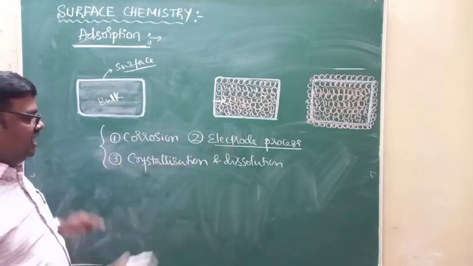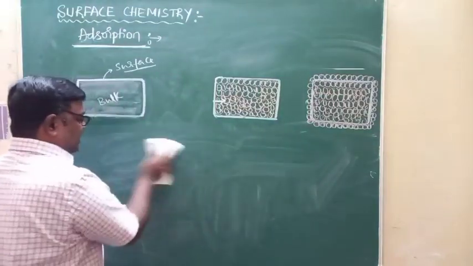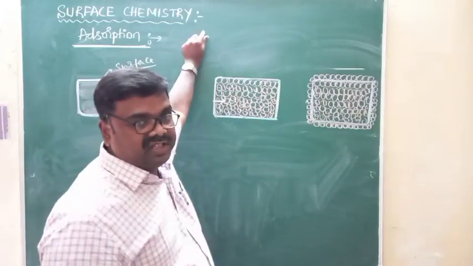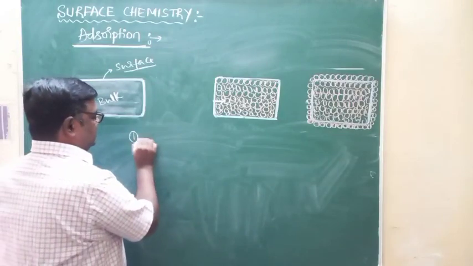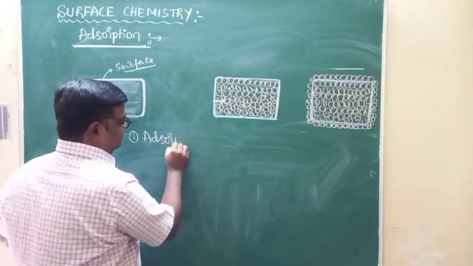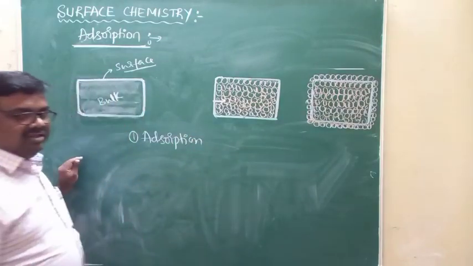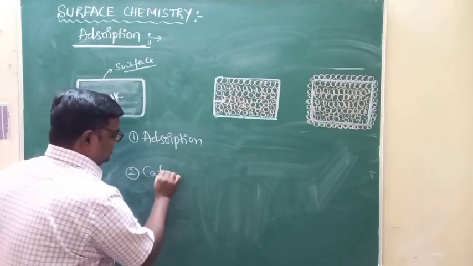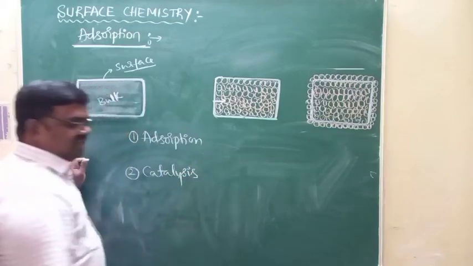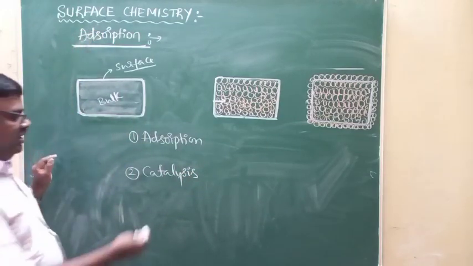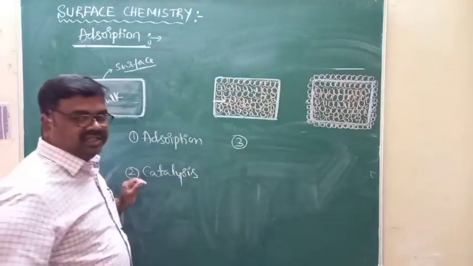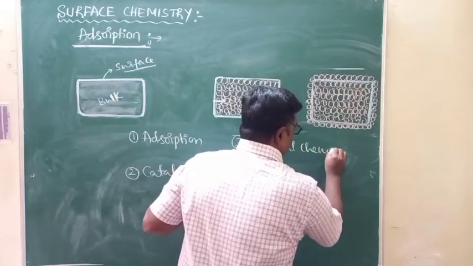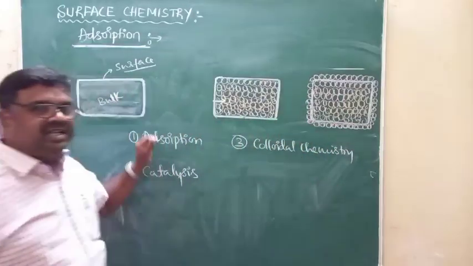In addition to these three processes, I can introduce three more concepts which will be related to the surface of a substance. One of the concepts related to the surface of a substance will be adsorption. Second concept will be catalysis. Third important concept is colloidal chemistry, which is also related to the surface of a substance.